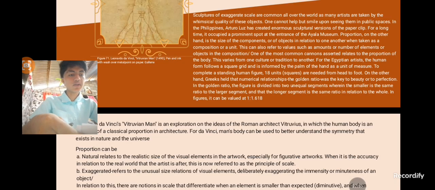This text explains scale and proportion in art. Sculptures with exaggerated scale, like Arturo's large paper clip, commonly evoke whimsy. Proportion is the relative size of parts in a composition. Ancient Egyptian artists used a grid system and palm measurement for human figures, while ancient Greek artists used the golden ratio.